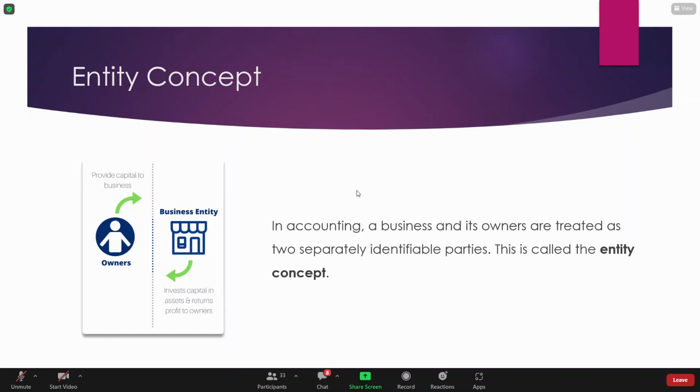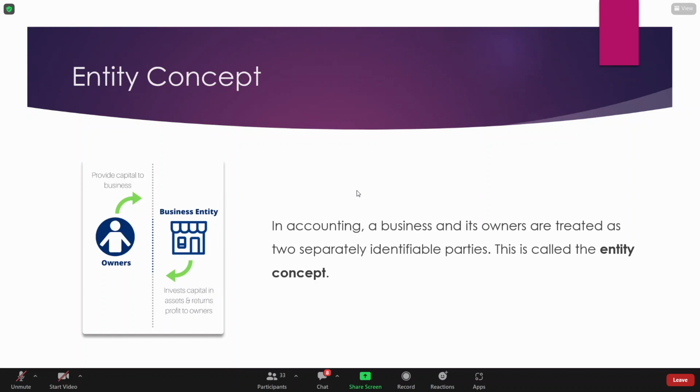Entity concept is a very key concept in accounting. And it says owner of the business and the business are two separate entities. Let me repeat. Owner of the business and the business are two separate entities. So when it comes to accounting, we prepare our accounts for the business and not for the owner.